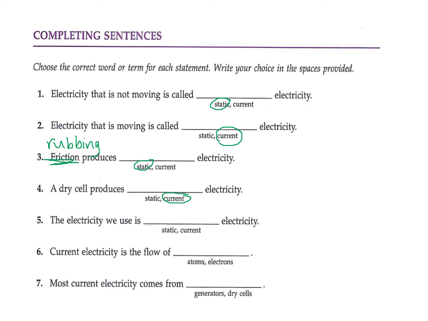The electricity we use is called current. We don't use static electricity for a TV or anything. Current electricity is a flow of electrons. The only thing that can move in an atom are electrons. Most current electricity comes from generators. Dry cells can't give me too much electricity, therefore I use generators, big things that produce big electricity for places like Hamilton, Toronto, big places.